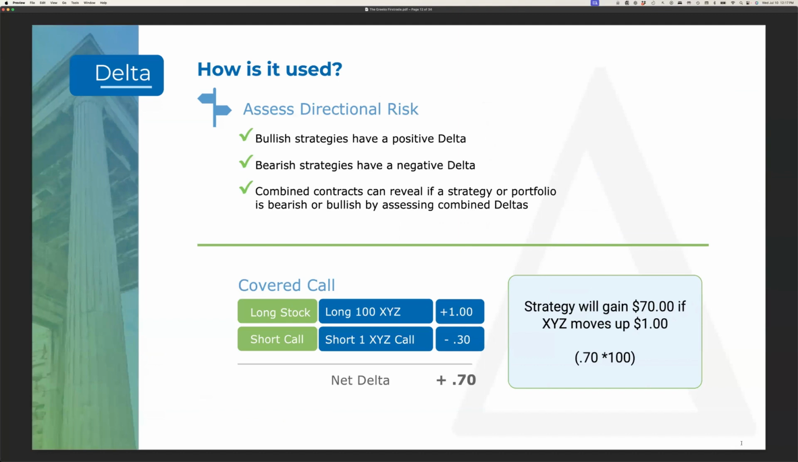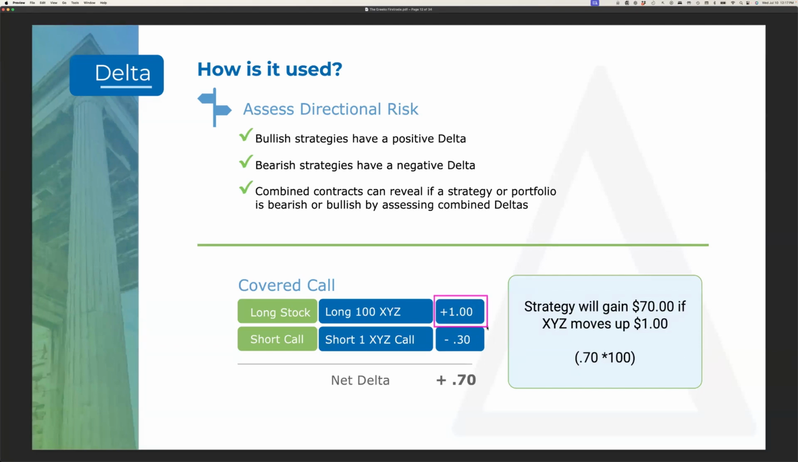Okay, so delta, how is it used? It allows you to assess the directional risk, right? How much risk you actually have. Bullish strategies have positive delta, bearish strategies have negative delta. It can also tell you how much sensitivity you have when you're looking at a combination of securities or a combination of positions that you have in your overall portfolio. So let's say you own 100 shares of XYZ stock.